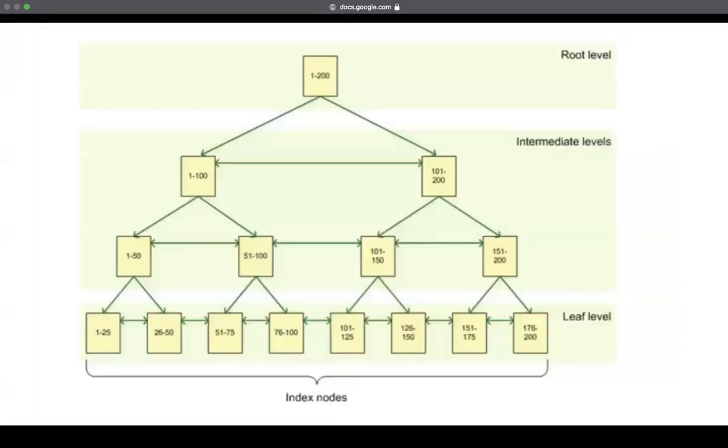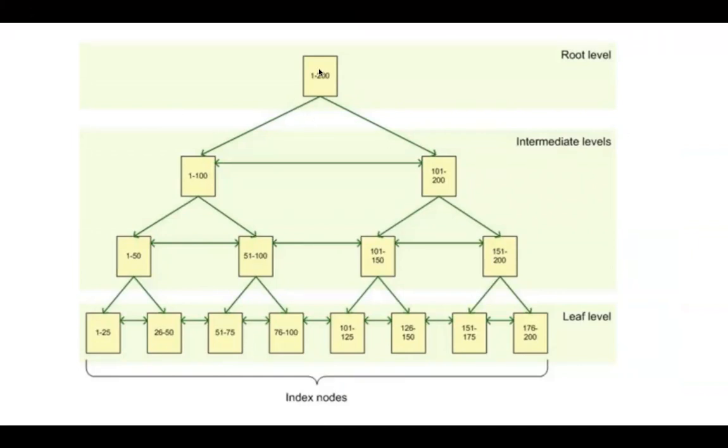For example, we can see over here, if we have to find an element which has an index 80, this is how a binary tree works for indexes. First of all, we'll start at the root level where the range is from 1 to 200. Then for the intermediate level, we'll decide between which range our element lies. So our element, which is 80, lies between 1 to 100. So we'll go to this node on this level, and then for the next level we'll do the same thing. We'll decide between which range our element lies.